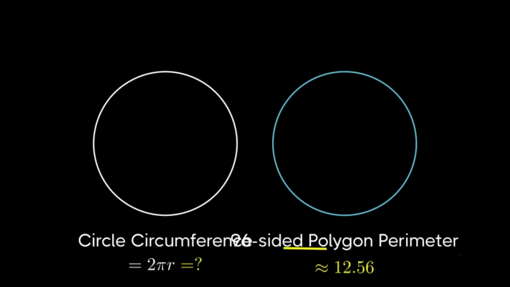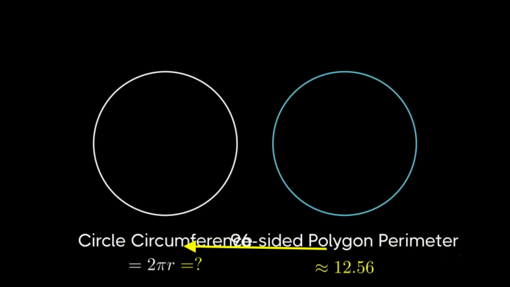Looking at our 96-sided polygon, its perimeter is approximately 12.57 units. This is remarkably close to 2 pi times r, which is 2 pi times 2, or 4 pi, which equals about 12.57. This is not a coincidence. As the number of sides approaches infinity, the perimeter formula converges to the circle's circumference formula, 2 pi r.